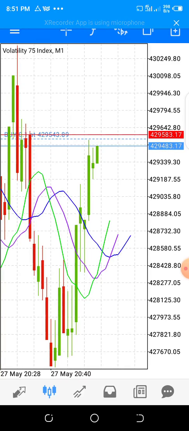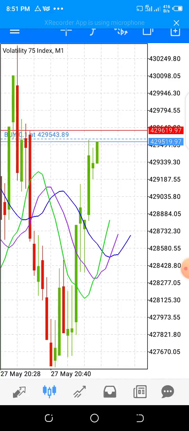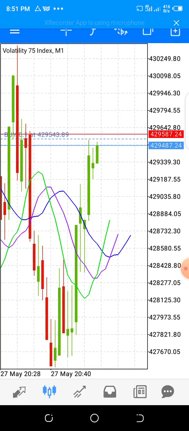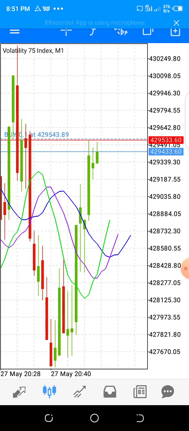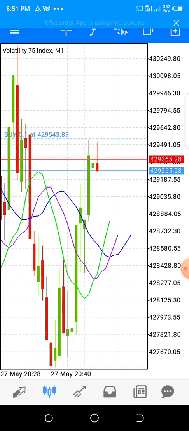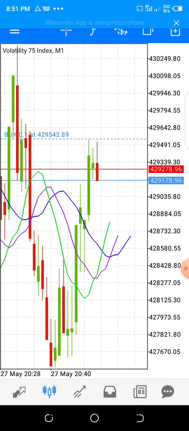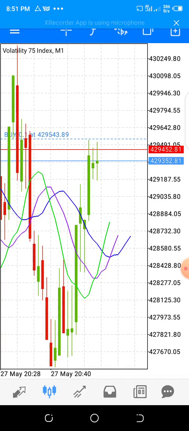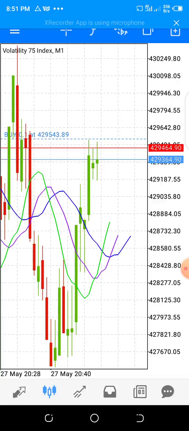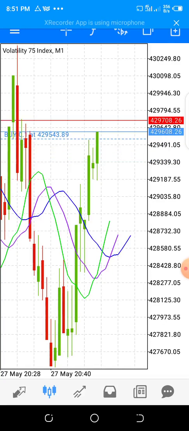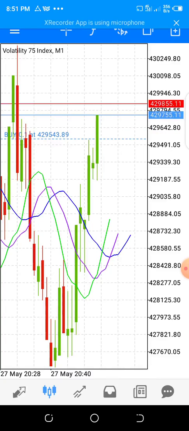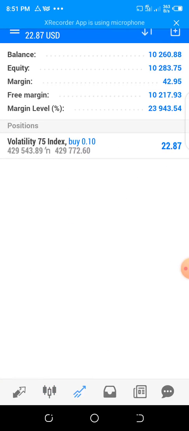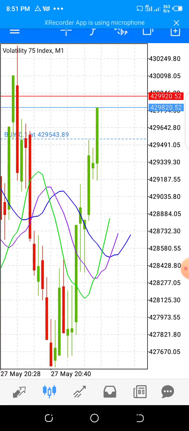Your account can just be empty within a short minute when trading high volatility. So you should know when to trade volatility. So now you should know when and where to trade volatility. So now you see that I've waited. So now look at my profit. Look at the profit I'm making.